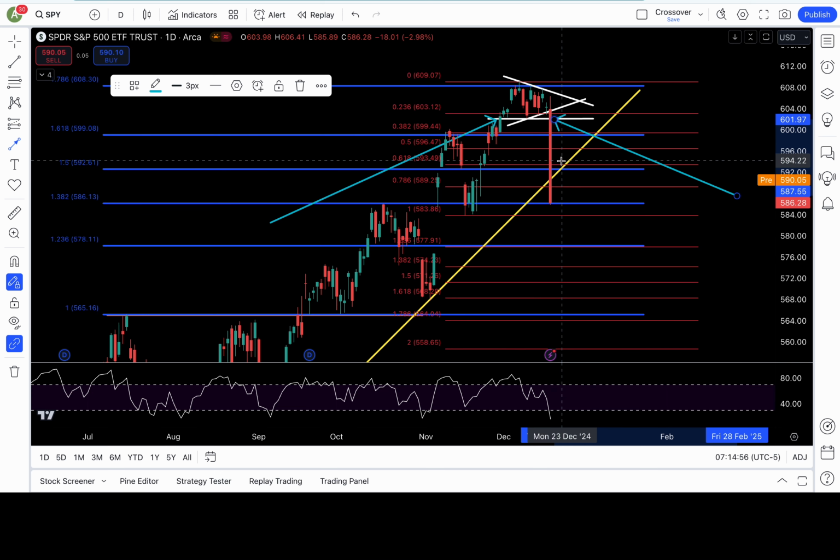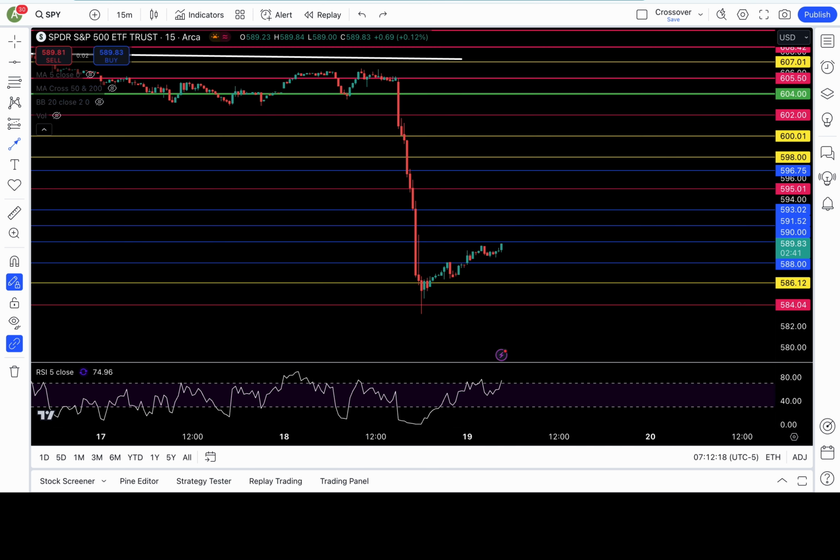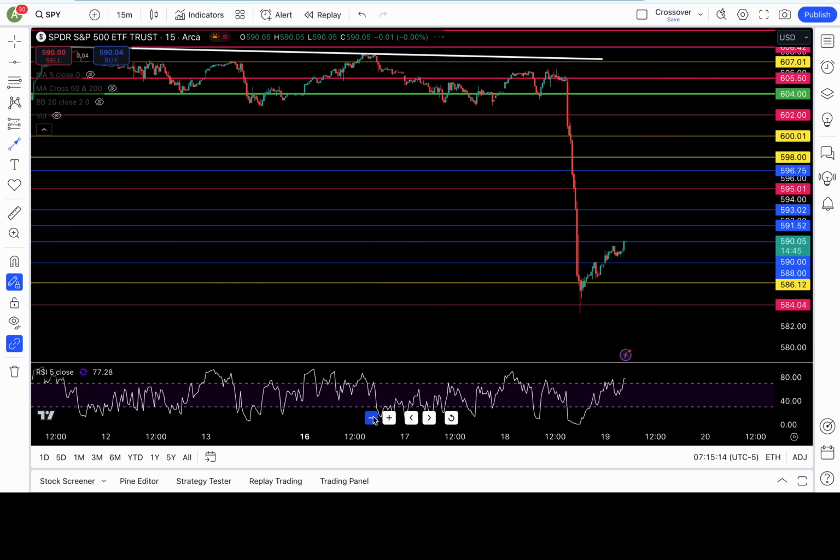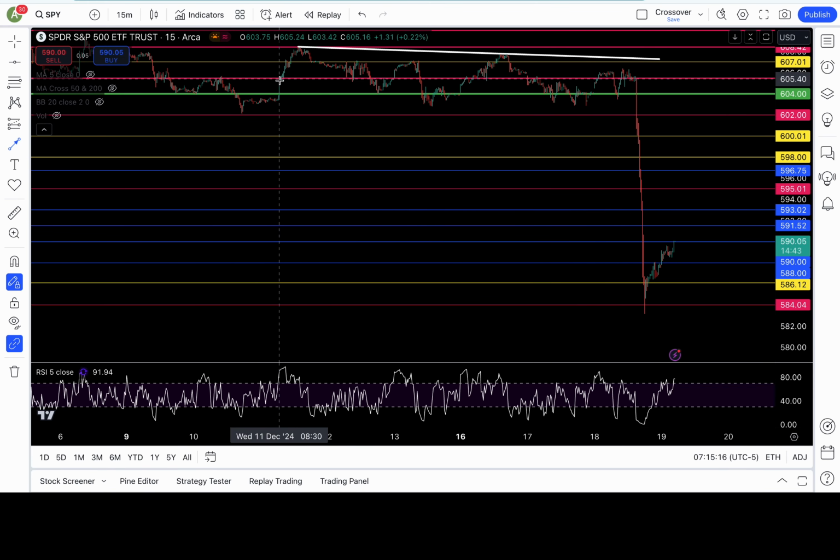Okay, now level to level is very important because you look at the action like yesterday and it was amazing, but we have to be realistic here. Moves like this, especially on SPY, don't happen that often. Okay, as a matter of fact, what does happen often are level to level moves. Okay, that happens quite often.